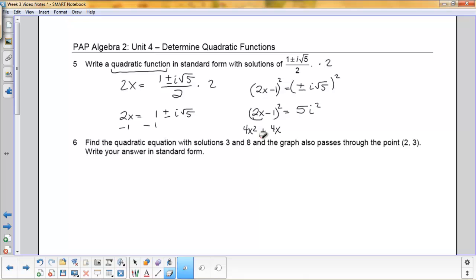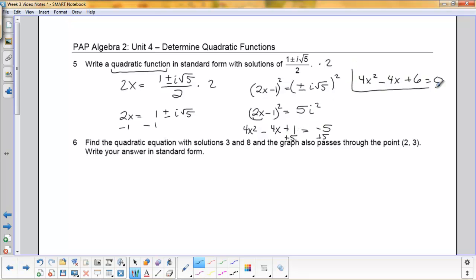Let me fix that. That should not be plus. That should be minus. And then that's going to be plus 1. And then, of course, this equals negative 5. Move the 5 to the other side by using addition, and I get 4x squared minus 4x plus 6 equals 0 by adding 5 to both sides. And that is my solution in standard form.